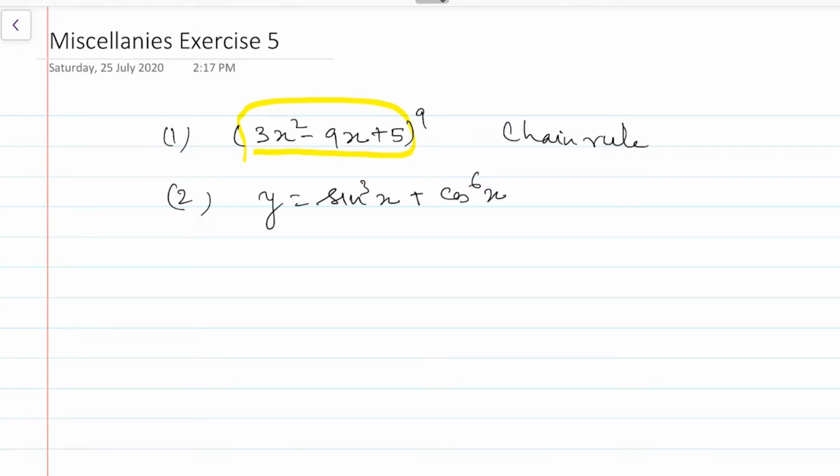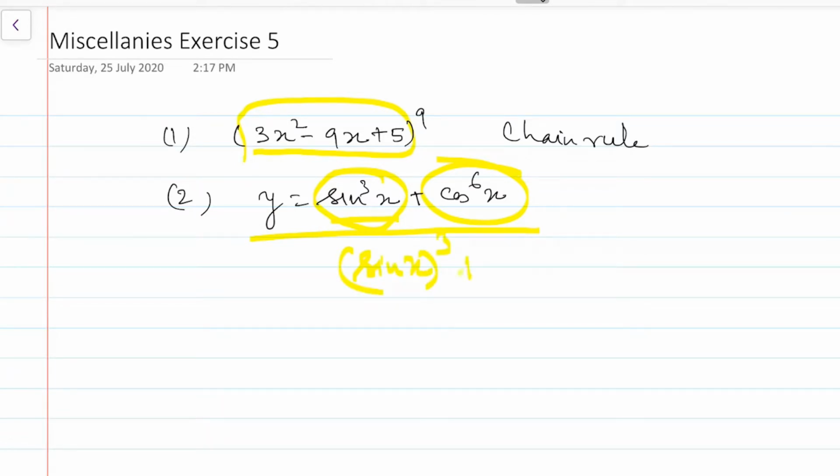Question number 2. In this case also, we'll use the chain rule. We'll have two separate derivatives. We'll differentiate this with respect to x. The derivative will distribute among these two. Then we'll make use of the chain rule. It will be sin x whole cubed plus cos x whole cubed. So in the first case, we'll take sin x as t, and in the second case, we'll take cos x as t.